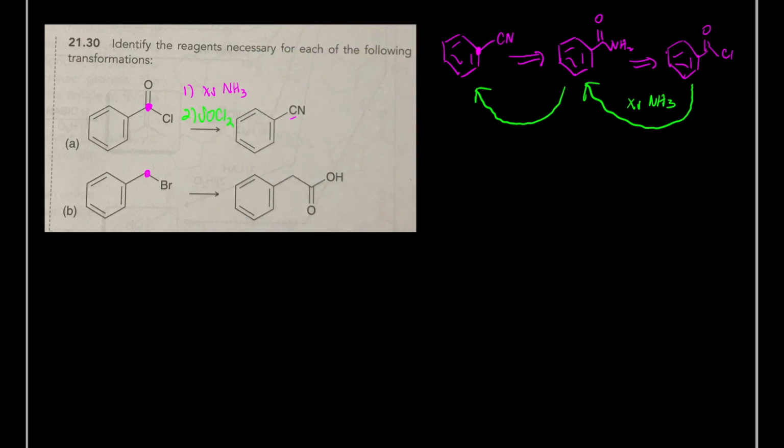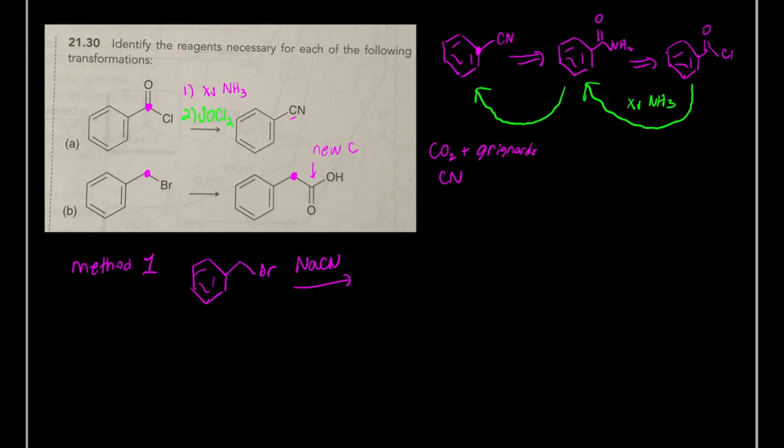In this part of the synthesis, for part B, we want to add a new carbon. There are two ways that you can add a simple carbon. One is with CO2 and Grignards. The other way is with cyanide. So I'll show you method 1. Okay. You can take the bromide, treat it with sodium cyanide. This performs the SN2 reaction to give you the nitrile, and there's an extra carbon in there now.